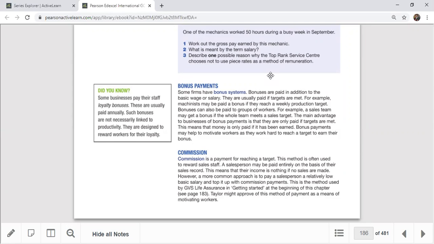Bonuses can also be paid to groups of workers. For example, a sales team may get a bonus if the whole team meets the sales target. The main advantage of bonus payment is that it is only paid if targets are met. This means the money is only paid if it has been earned. So bonus payments may help to motivate workers, as they work hard to reach the target. Workers always like their bonus because they like additional money.